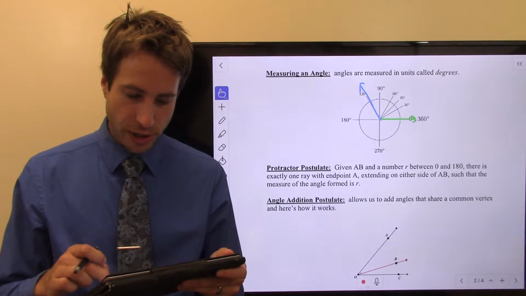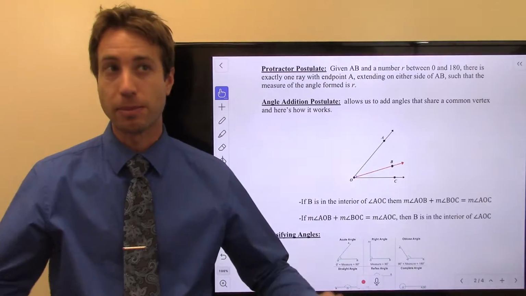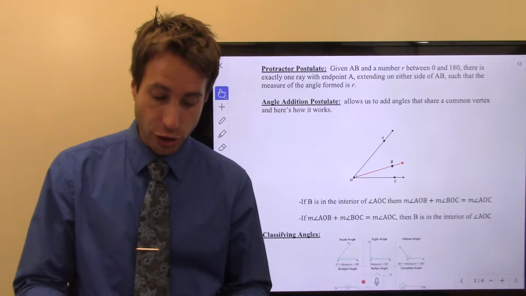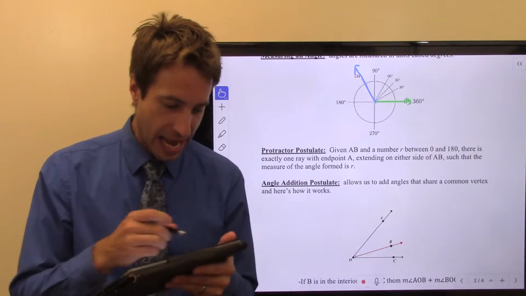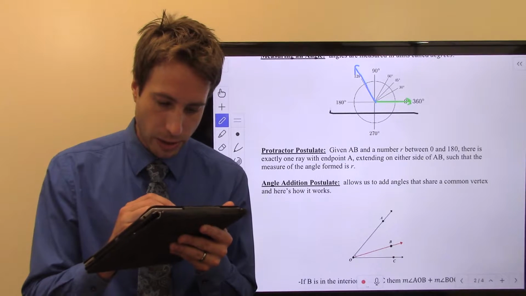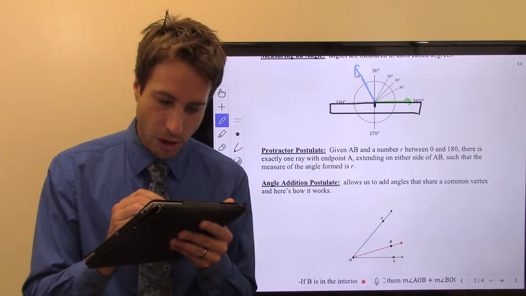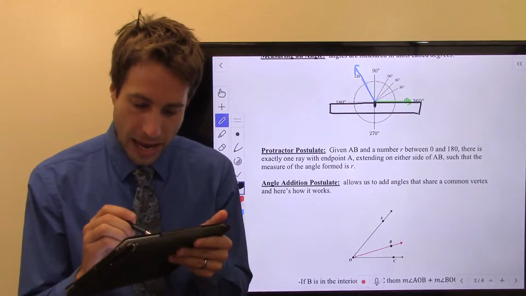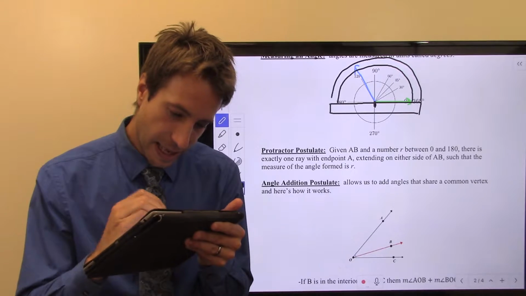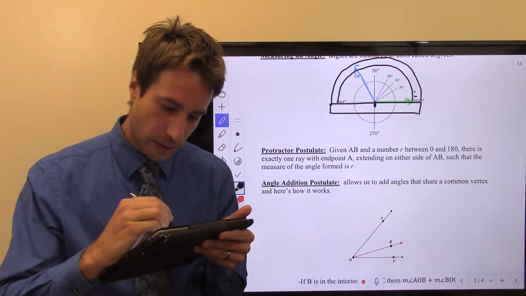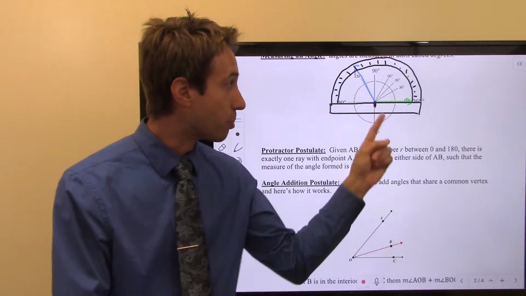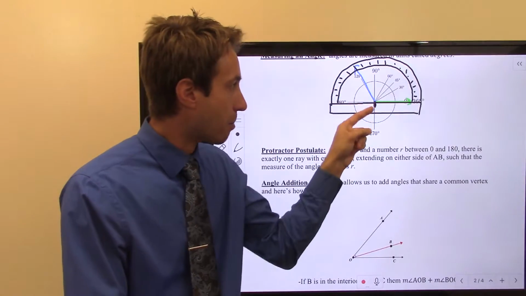Okay, the protractor postulate. Again, remember, postulates are things that don't need to be proven. They're really just kind of common sense. And really all this postulate is saying is, if you have a protractor, you can use that protractor to measure any angle, right? Remember the way the protractor works is you would simply set your protractor so that center hash mark is right on the vertex of the angle, and then that protractor just sort of has increments put on it that allow you to measure the angle, right?